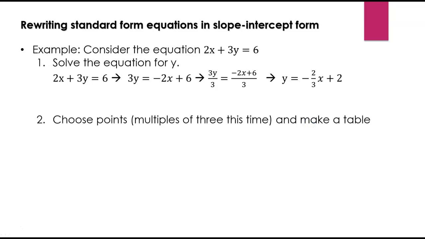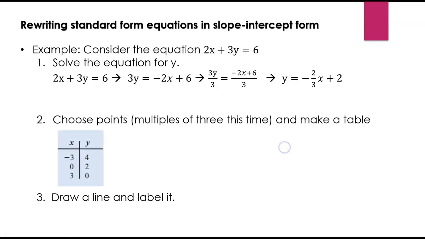So number 2, we want to choose points. These should be multiples of 3 this time, because our denominator is 3, and we don't want any fractions or decimal values. If we make a table for this, we could choose the points negative 3, 0, and 3, and substituting these values into this equation will give us 4, 2, and 0. You should check that and verify that with a calculator.